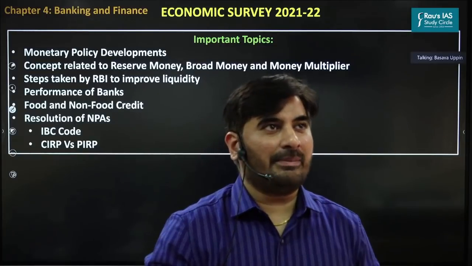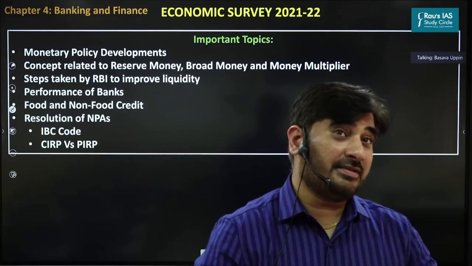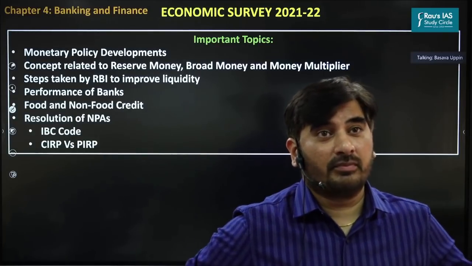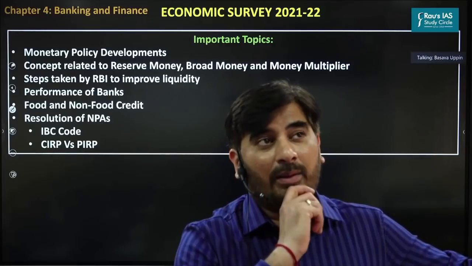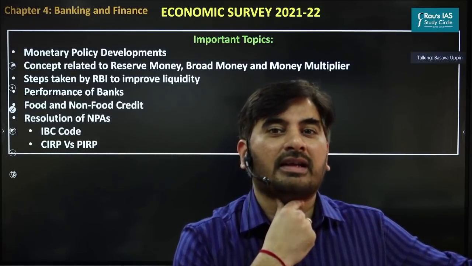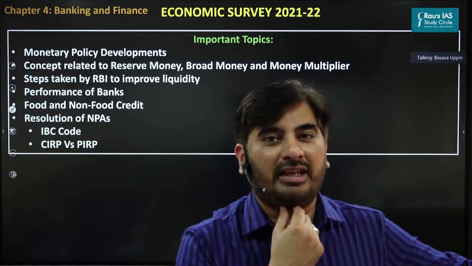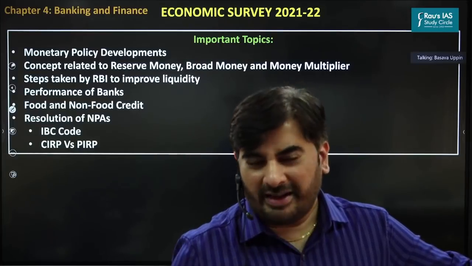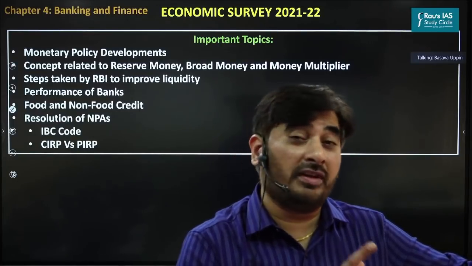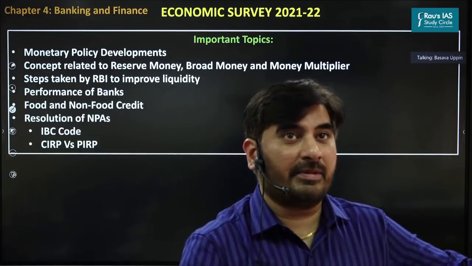In this chapter, we'll look at the monetary policy developments, concepts related to reserve money, broad money, and money multiplier. Here, I'm going to discuss how changes in the cash reserve ratio, that is CRR, would have an impact on reserve money, broad money, and money multiplier. Why this becomes important? Because repeatedly you have seen that questions have been asked with respect to various aspects of money supply in the economy. That is why this aspect becomes important.